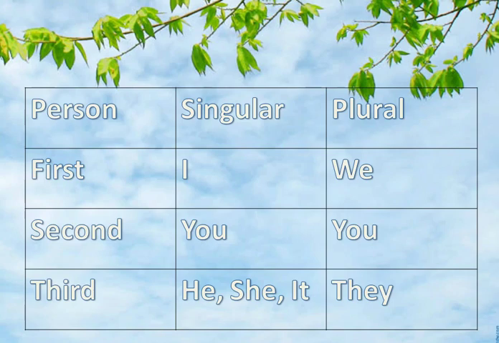Then we have third persons. For third person, if the third person is singular, you have to use the pronouns he, she and it. If the third person is a boy, you have to use he. If the third person is a male, you have to use he. If the third person is a female, you have to use she. If it is an animal or thing, you have to use it. In case, if the third person is plural, you have to use they.